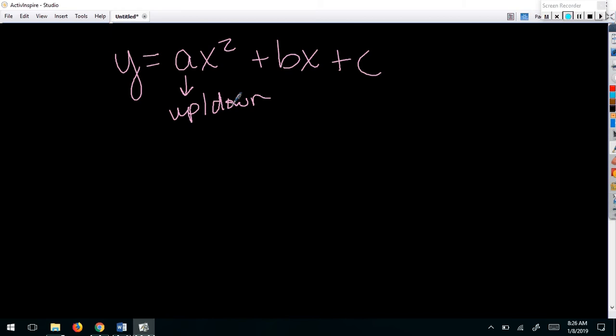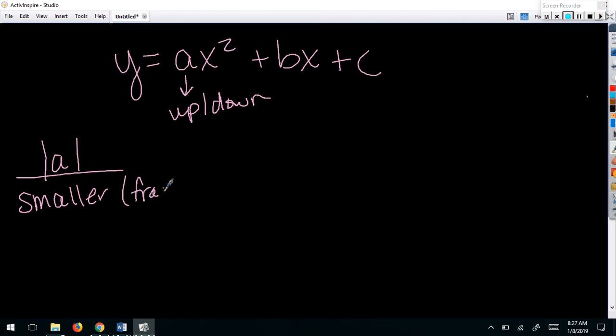So I'm talking about fractions and decimals, right? Okay. So the smaller A gets, and I'm going to say the absolute value of A, as it gets smaller, so we're talking fractions, I'm going to say less than 1. Okay? As A drops down below 1 and gets closer and closer to 0, it makes the graph open up. It makes it wider.